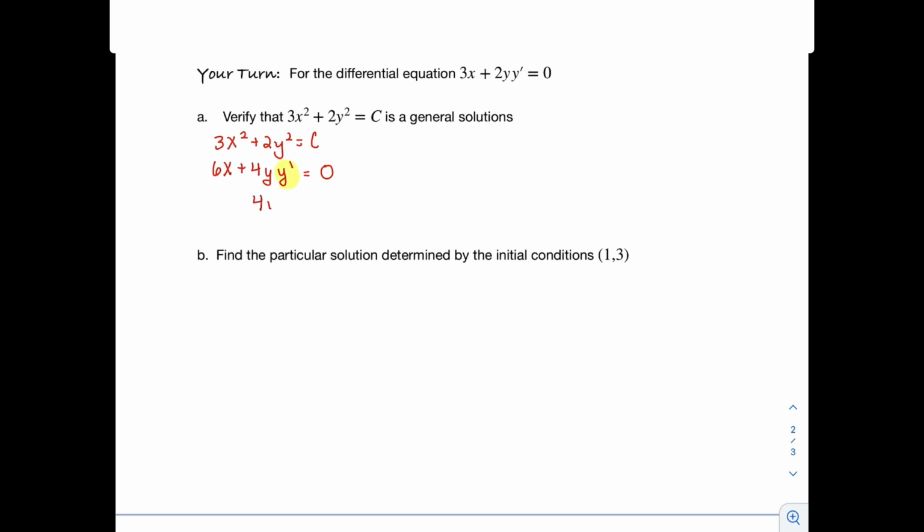Now I need to solve for y prime because I want to know what my first derivative is. So I'm going to get that term by itself and then isolate the y prime term. And let's simplify this down. I get that y prime is equal to negative 3x over 2y.